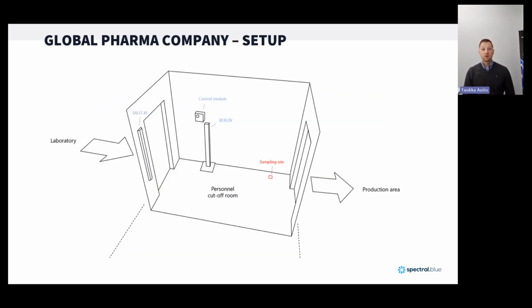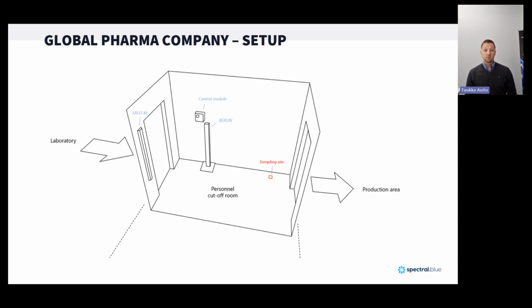So this is how the room looks. It's a quite small personal cutoff room. People enter from the left from the laboratory side. They come in, gown themselves, and then exit to the right to the production area. And this room was equipped with 2 plug-and-play devices, the freestanding Berlin unit, and a Salo XL that was attached with magnets on the wall.